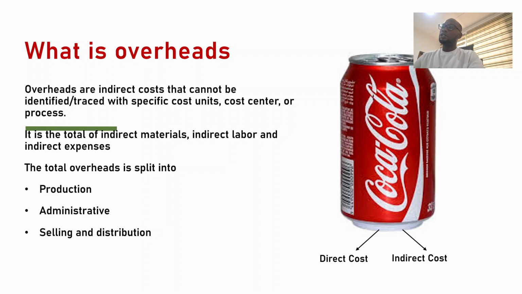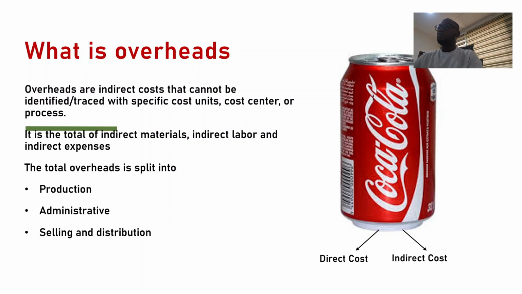there are costs that are incurred in the production process. For instance, let's take the Coca-Cola on the right. In the production of the Coca-Cola, there are costs that are direct and costs that are indirect. What are the direct costs? The direct costs are costs that are traceable directly to the product.